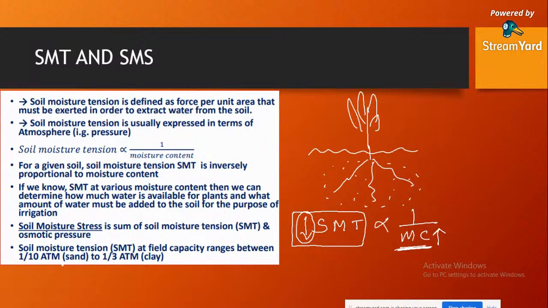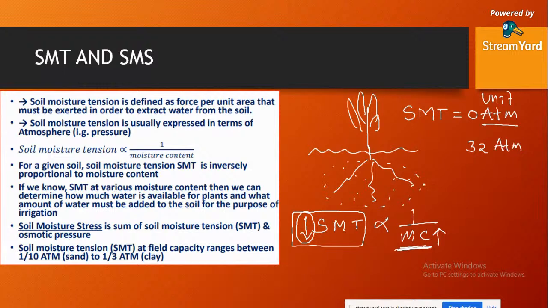For a given soil, soil moisture stress is inversely proportional to moisture content. And always remember that soil moisture tension is expressed in the unit atmosphere. If it is zero atmosphere, soil moisture tension is low, meaning the plant root is applying less force per unit area to extract the moisture. If the soil moisture tension is 32 atmosphere, it means the plant root is exerting much more force per unit area to extract water from the soil. That means there is a deficiency of water in the soil, and we start irrigating the field.